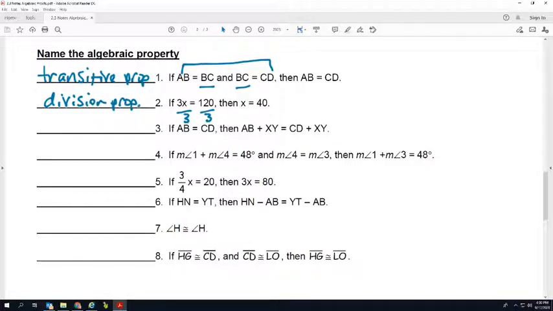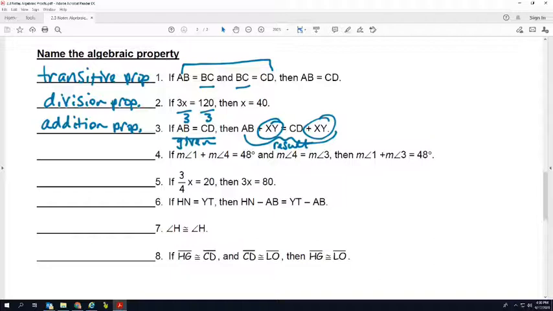All right, next I have if AB equals CD, then AB plus XY equals CD plus XY. So what has changed is that I've added this to both sides. So that's the addition property. Remember, this is always what you start with. This is your given. And this other part right here is your result. So that should help you see what has happened from the given to the result.